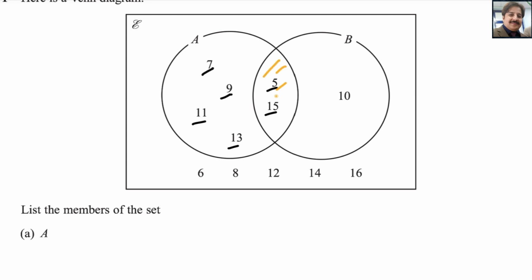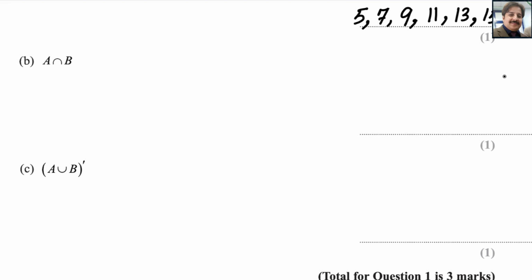You know this one. This one is the intersection part between A and B, the common part. So it is 5 and 15. Therefore, the answer will be 5 and 15 for this part. Now in the last part, A union B complement. This means not in A union B. Simple.